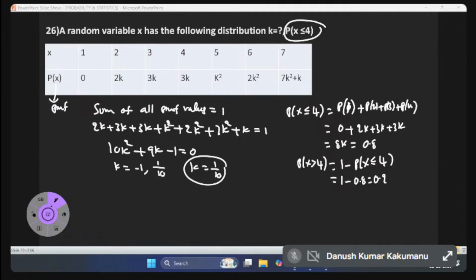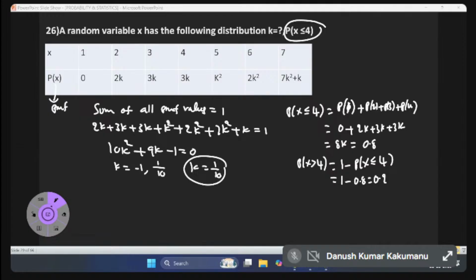1 minus 0.8, 0.2 is the answer. Even if you take x greater than 4, meaning 5, 6, 7, even if you take k square, 2k square, 7k square plus k and substitute k equal to 1 by 2, the answer will be the same. Are you all understanding? Is this question clear to all of you?